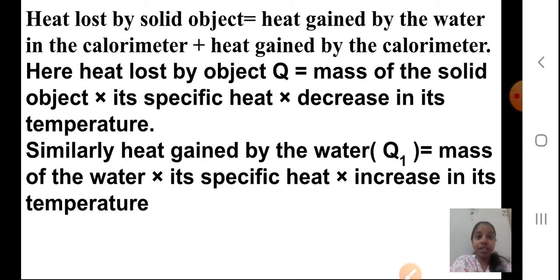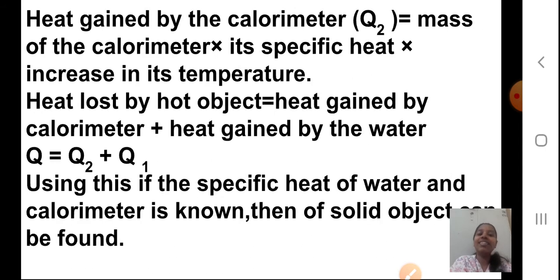Similarly, heat gained by the water. Now water is going to gain the heat, right? So we will take it as Q1. Mass of the water multiplied by its specific heat multiplied by increase in its temperature, right? Water is taking the heat, so its temperature is going to rise. I hope, students, you understood this. Q and Q1.